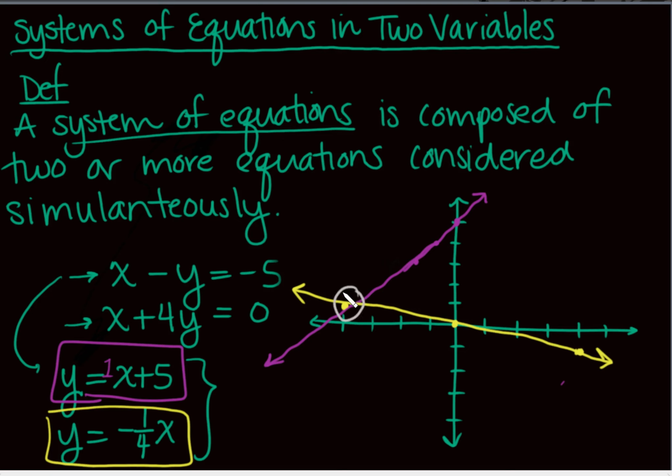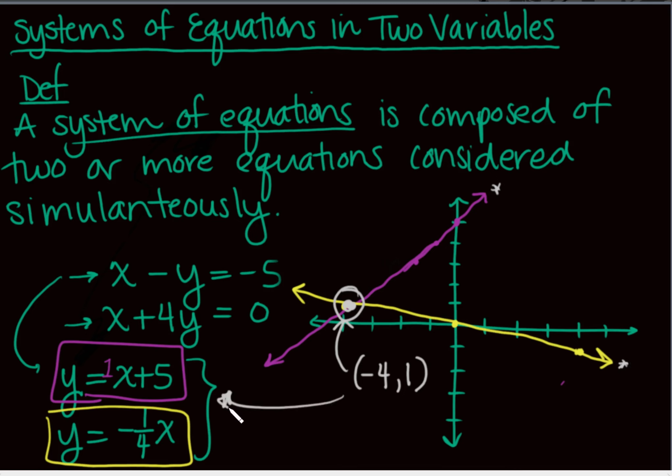What do you notice here? This is supposed to intersect at this point right here. And what do I know? So what is this point? This point is -4, 1. So what that tells me, this point, remember, lies on the purple line and it lies on the yellow line. So that means that that point, -4, 1, is a solution to the purple line equation and to the yellow line equation. So that means that it's going to be a solution to my system.